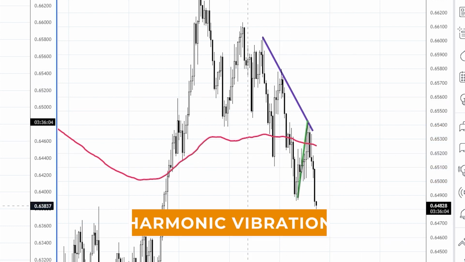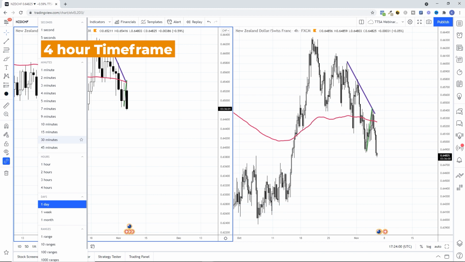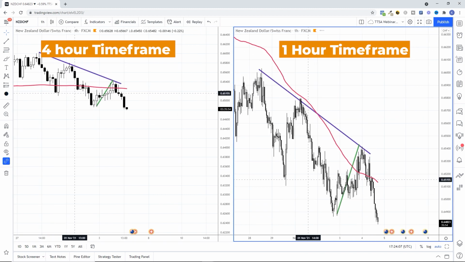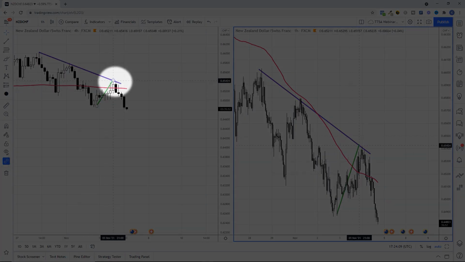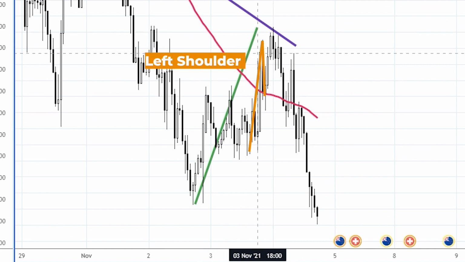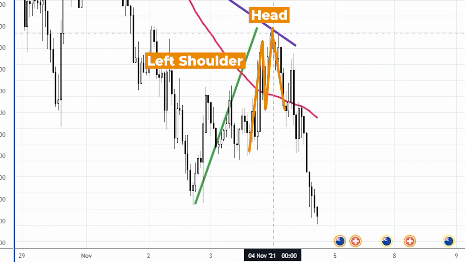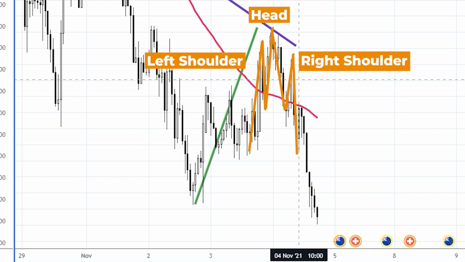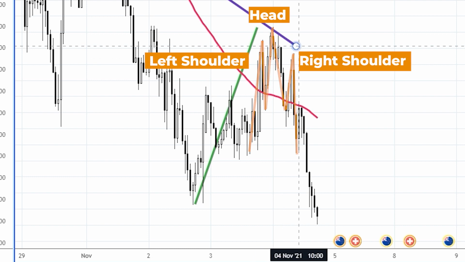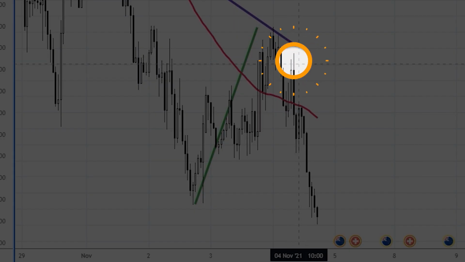And so let me put the 4-hour on the left hand side and the 1-hour on the right hand side, and you can see that this high here is this high on the 1-hour. And what you can see here is that at this point here we had a left shoulder, a head, and a right shoulder. And what got me really interested in this was what was happening at this right shoulder on the 5 minutes. So let's see that.